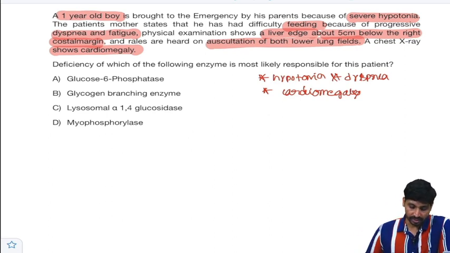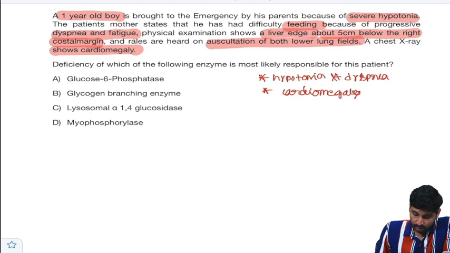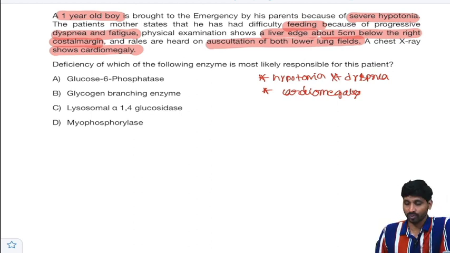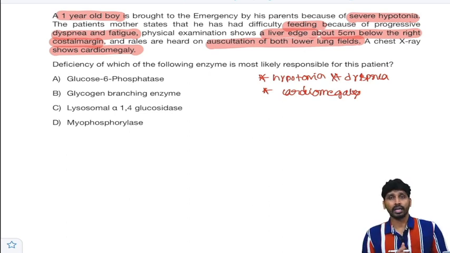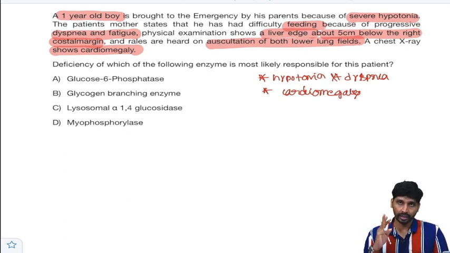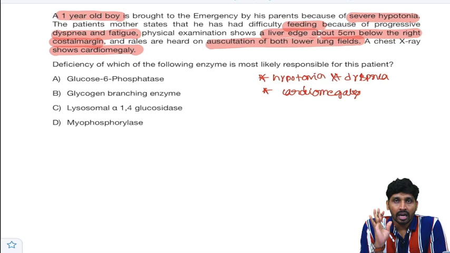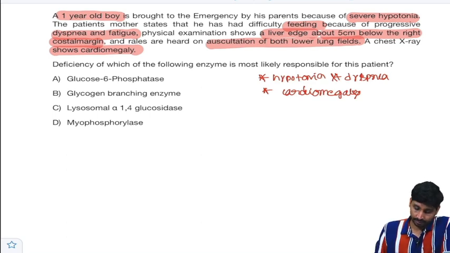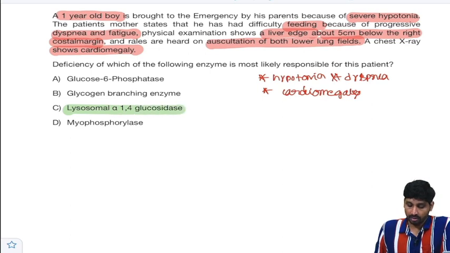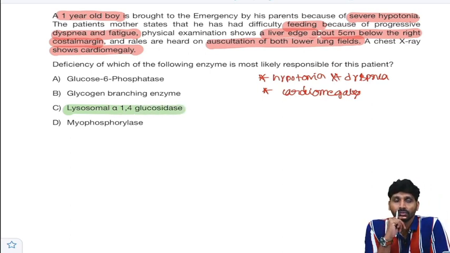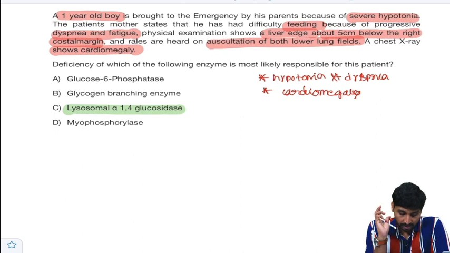So here the options given are: glucose 6-phosphatase, glycogen branching enzyme, lysosomal alpha-1,4 glucosidase and myophosphorylase. Which one is the correct one? Based on the symptoms, we made 3 key terms: hypotonia, dyspnea and cardiomegaly, right? My answer will be lysosomal alpha-1,4 glucosidase. Why is option C correct? I will explain.